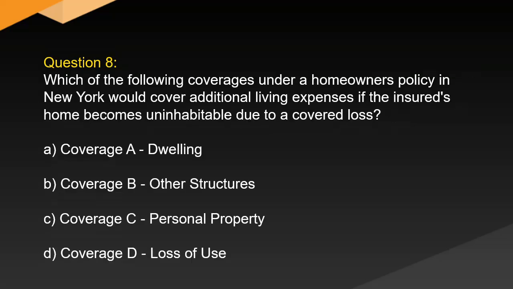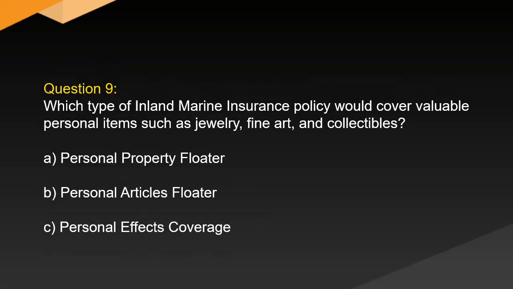Question 8. Which of the following coverages under a homeowner's policy in New York would cover additional living expenses if the insured's home becomes uninhabitable due to a covered loss? A. Coverage A, Dwelling. B. Coverage B, Other structures. C. Coverage C, Personal property. D. Coverage D, Loss of use.